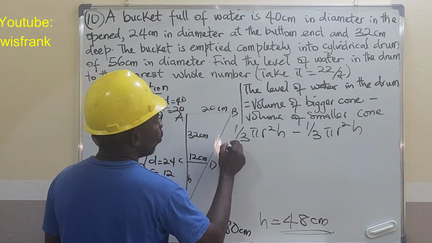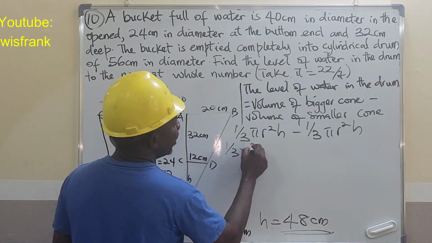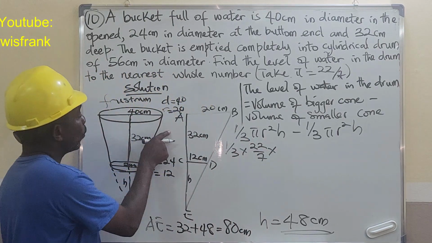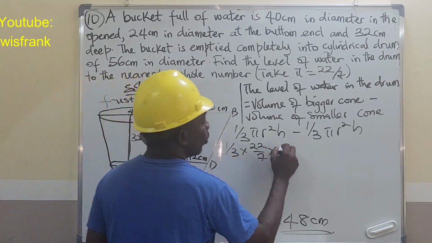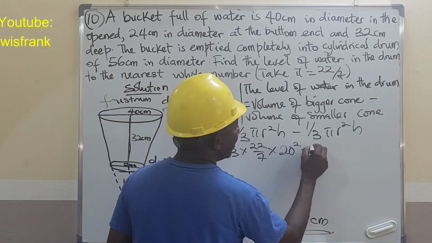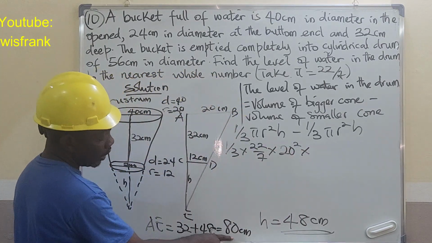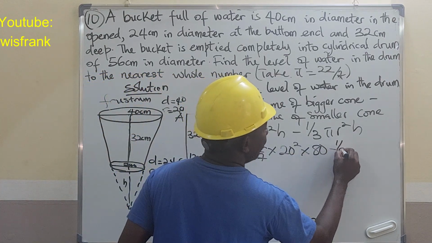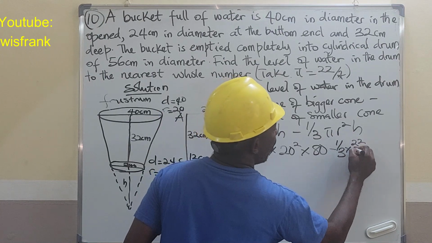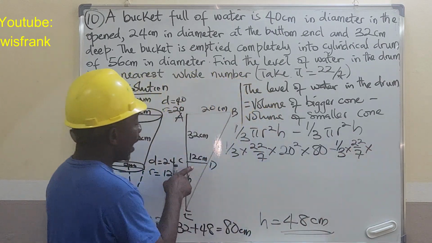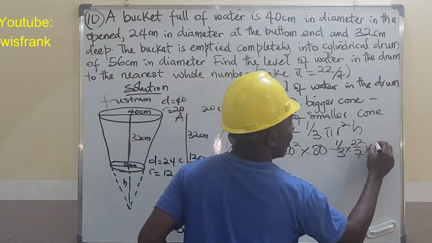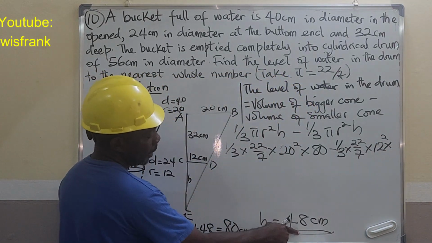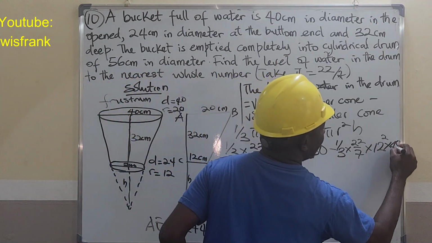So here we have 1 all over 3 times 22 all over 7 times r. R for the bigger cone is 20 cm. So we have 20 squared times h. Our h for the bigger cone is 80 cm. So we have 80 minus 1 all over 3 times 22 all over 7 times r. Our r for the smaller cone is 12 cm. We have 12 squared times h. Our h is 48 cm.